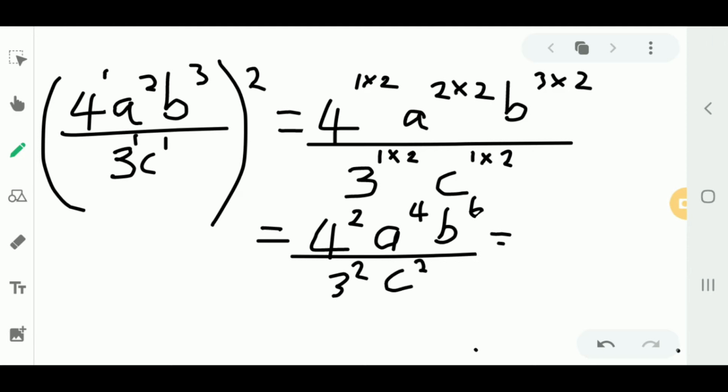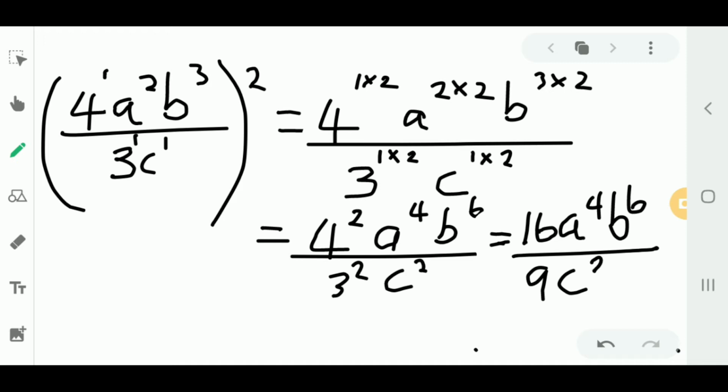Again, we can simplify the numbers, so 4 squared gives you 16, so you have 16a to the 4, b to the 6, and 3 squared gives you 9, so we have 9c squared, and that's your final answer.